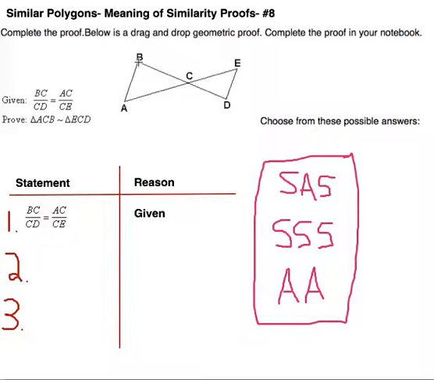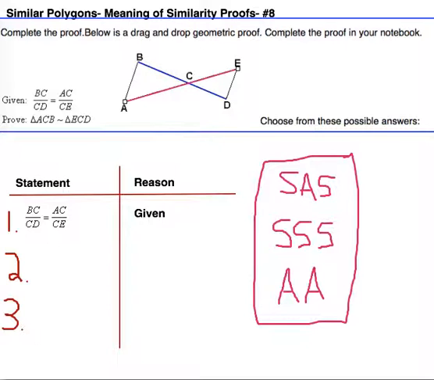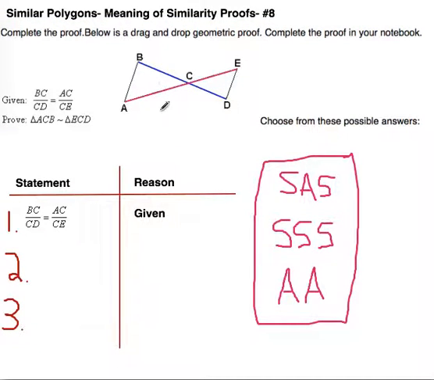Okay, so we were told that BC is proportional to CD, and that AC is proportional to CE. Alright, so we have two sides already that are proportional. So we know we can either use side, angle, side, or side, side, side. It just depends on what other information we have.